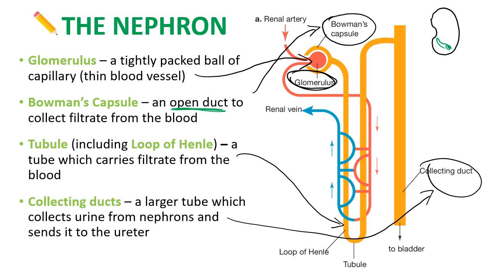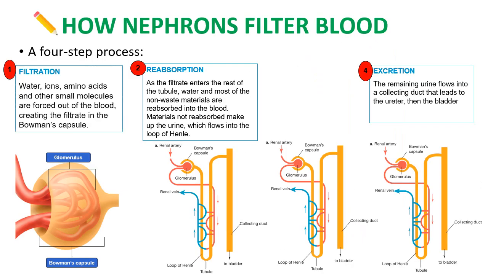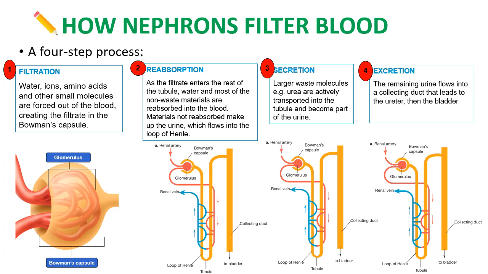So the tubule carries all of the filtrate from the blood, and then it carries it to the collecting duct, and the collecting duct carries all of that urine from the nephron, sends it to the ureter, and then it goes to the bladder. So that's the overview. Let's lastly look at how nephrons filter the blood in a little bit more detail. So it's a 4-step process.